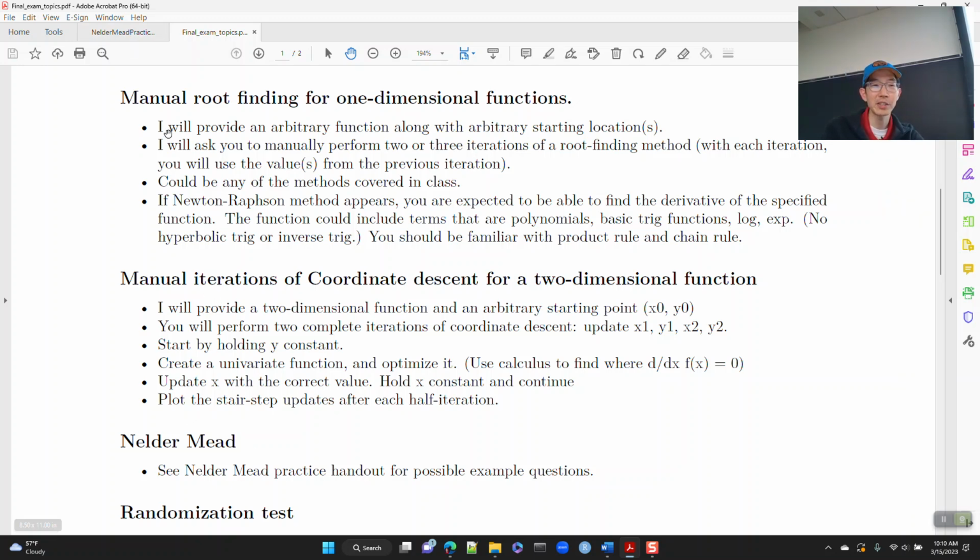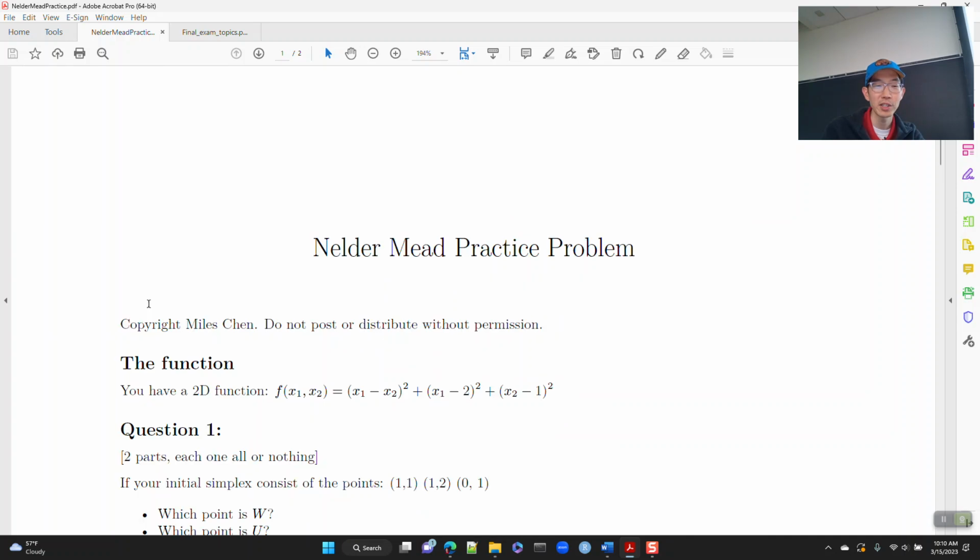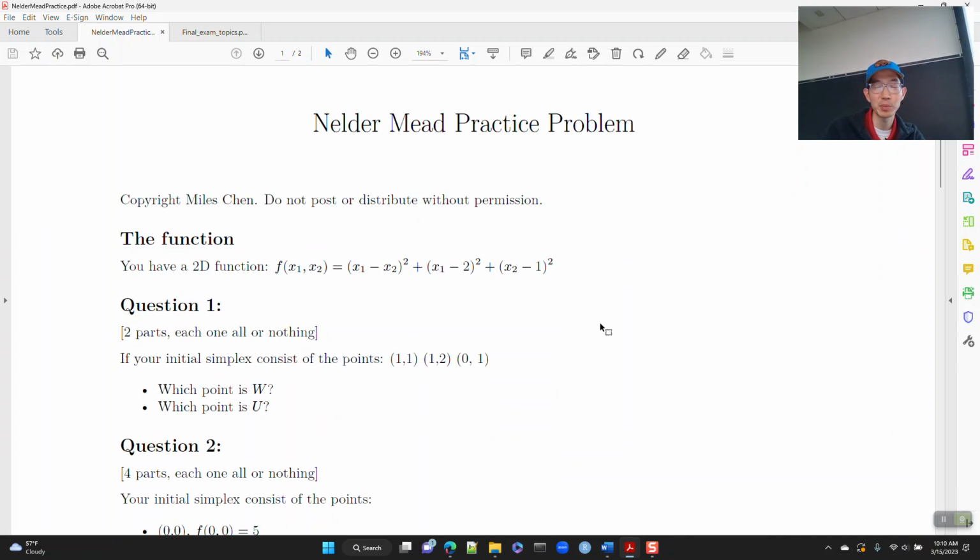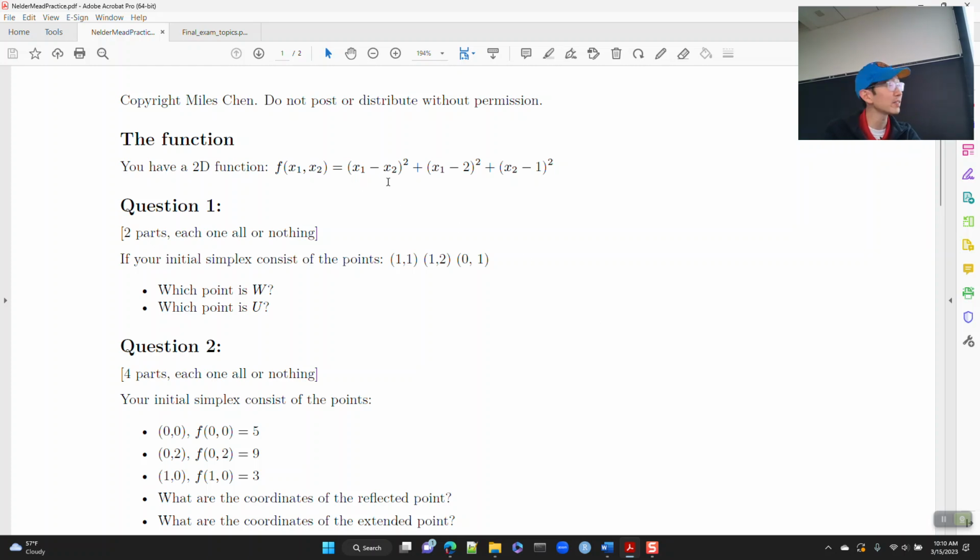There will be a question on the Nelder-Mead method, and I included a separate worksheet for some Nelder-Mead practice problems. Here I've got some function, and I said if your initial simplex consists of these points, which of these points is w, which one is u. For the Nelder-Mead method, you plug your points in, and the best performing point is u, and your worst performing point is w, and the Nelder-Mead method is all about replacing that worst performing point with something that performs better.